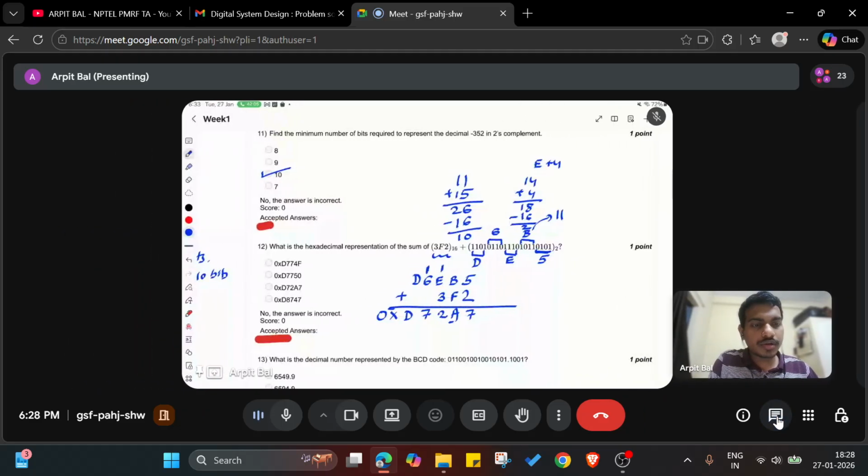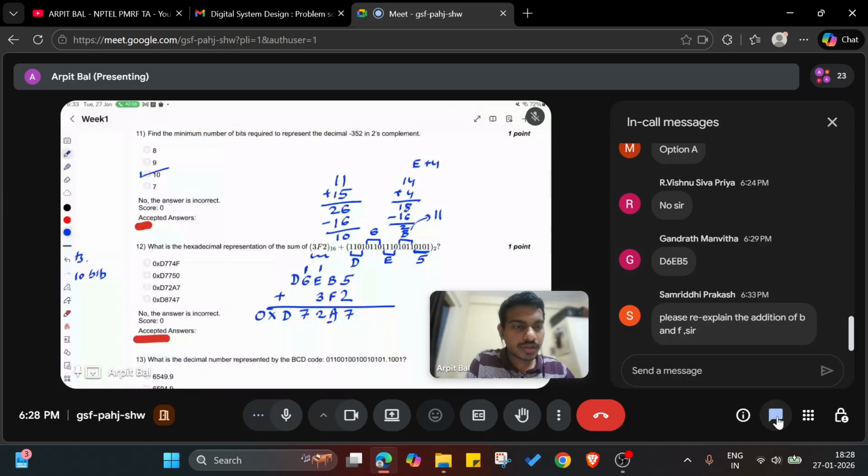Okay, so you can unmute yourself if you have any query. Please explain the addition of B and F.